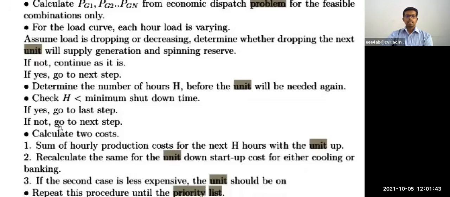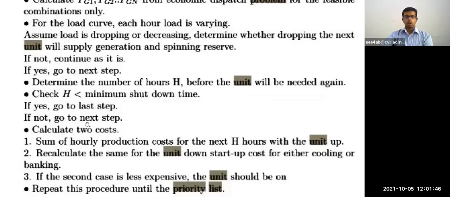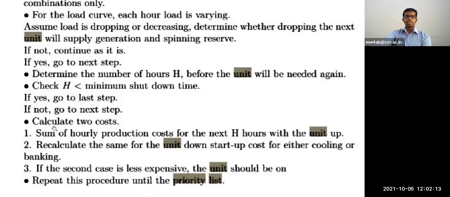Okay, so calculate this two cost. Sum of the hourly production cost for the next H hours with the unit up. Next, recalculate the same for the unit down, with the startup cost for either cooling or banking. Cooling or banking we have already discussed.